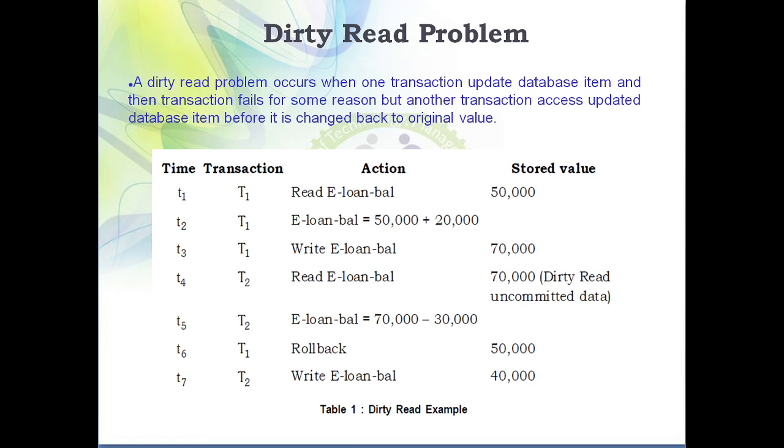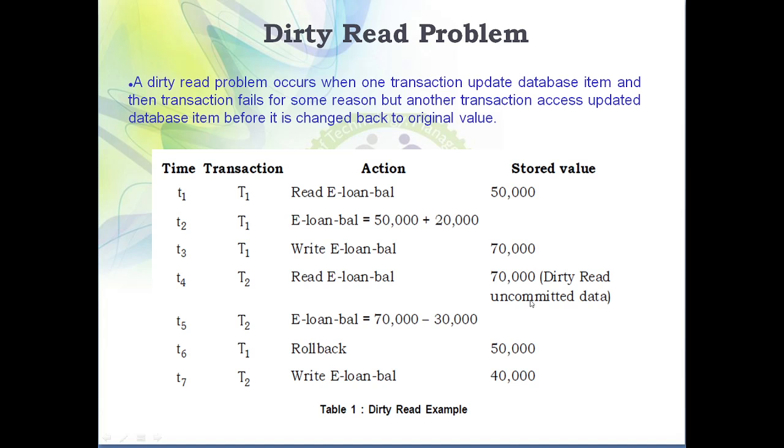Suppose you have made a particular change and you come to know that the changes are not valid, then you can undo it. So in that case what is happening? Transaction T1 is rolled back, so whatever 20,000 was added by T1 is cancelled. That means the initial value for e-loan is 50,000, but T2 has read its value as 70,000. So that's why it is called a dirty read, because transaction T2 is reading the uncommitted value.